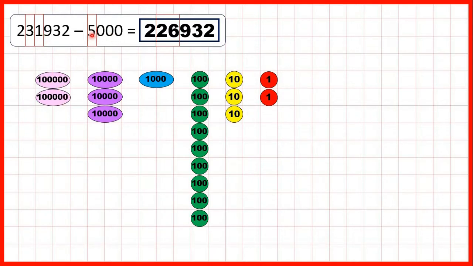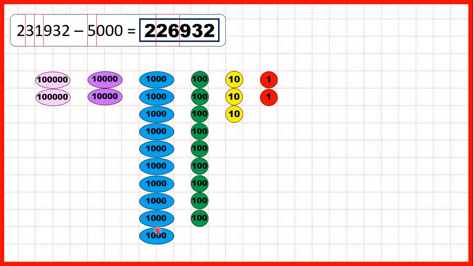Now we needed to take 5,000s away, but we only had 1,000. So we can take away this 1,000 counter, but then to take away 4 more thousands, what we need to do is exchange one of our 10,000s for 10 thousands counters. So then, because we've subtracted 1,000 already, we need to take away 2, 3, 4, 5, so that we've subtracted 5 thousands counters altogether. And you can see that in our answer, we now have 2 10,000s and 6,000s.